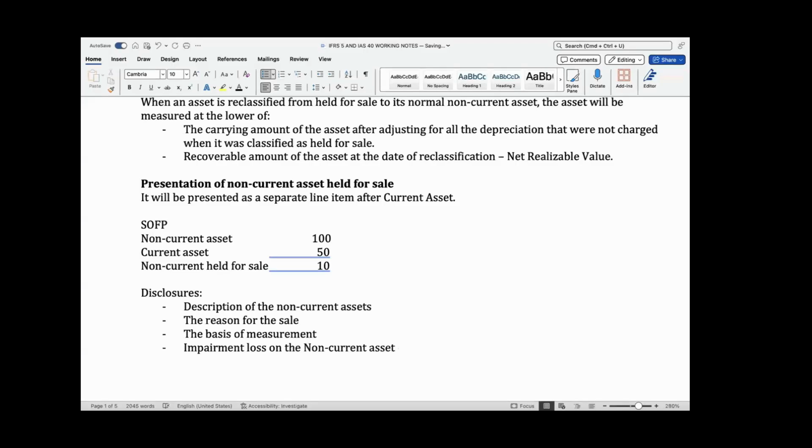Let us see the impairment loss, if any. And that is it about non-current assets held for sale.